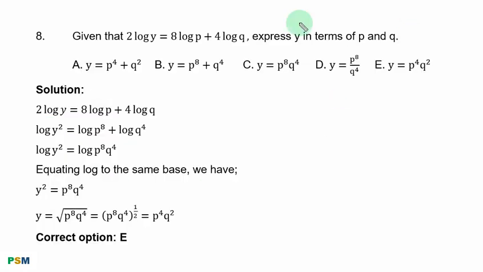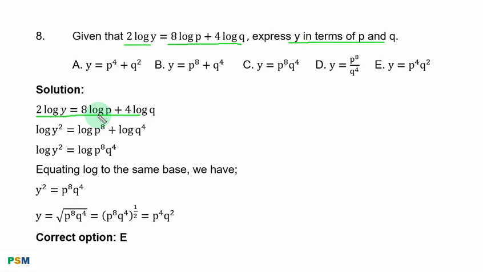Question 8. Given that 2 log y is equal to 8 log p plus 4 log q, express y in terms of p and q. Solution. This is the given log. In order to apply the laws of logarithm, the coefficient of the log is always 1.